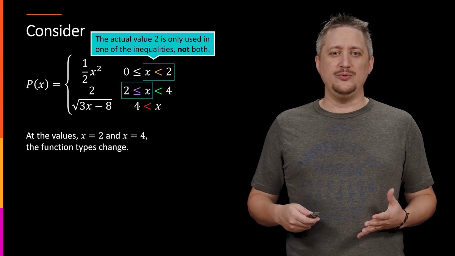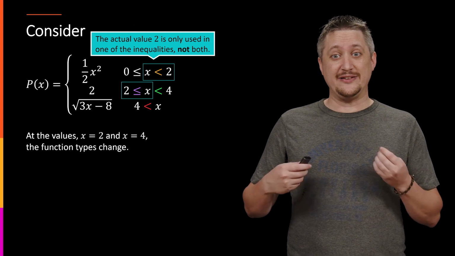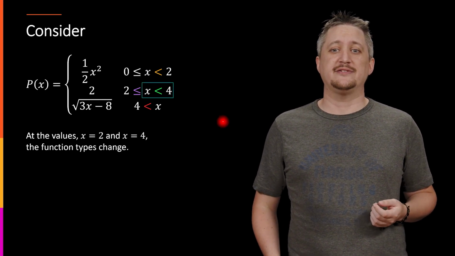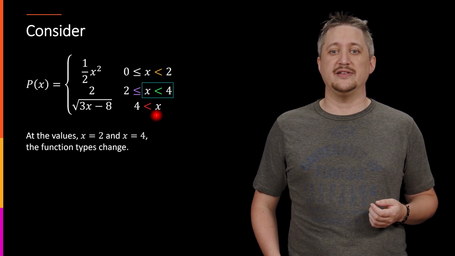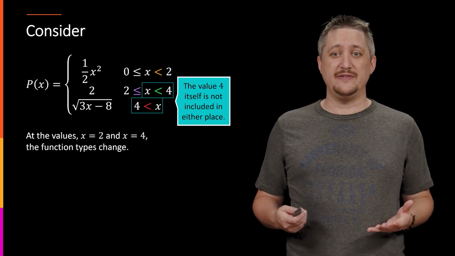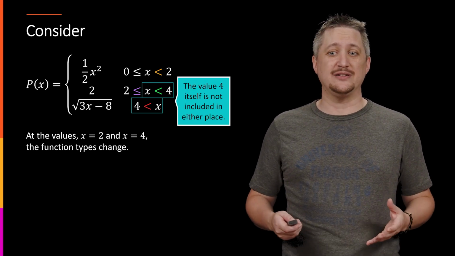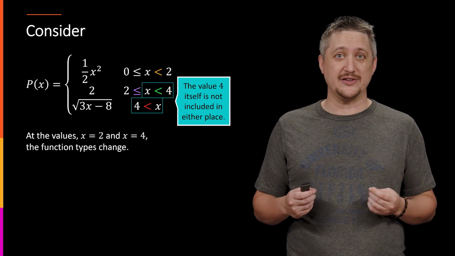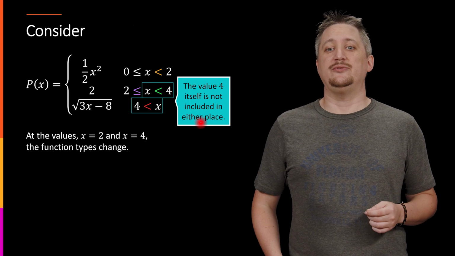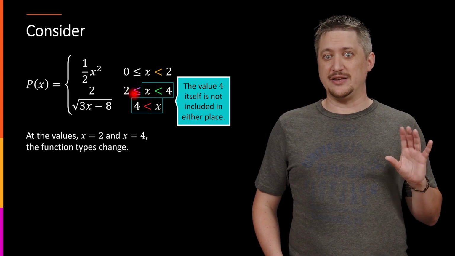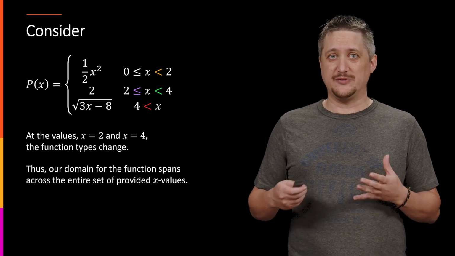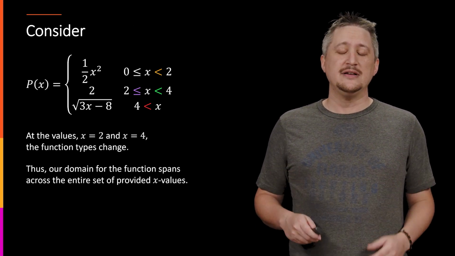So at the values 2 and 4, our function type changes. At 2, we only include it in one spot. But when we look at the 4, we have x less than 4 and then 4 less than x. That means the value of 4 itself isn't actually included. It's not in either place. I don't have the or equals in either spot. So unlike 2, which is included as a domain value in the middle piece, 4 doesn't actually have a spot. It's not included.